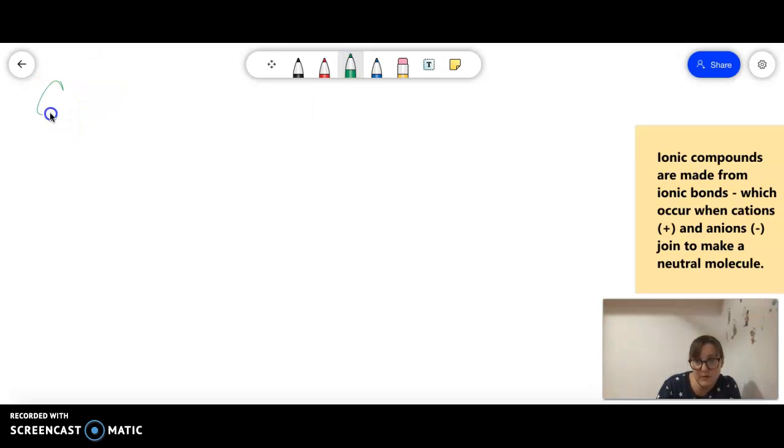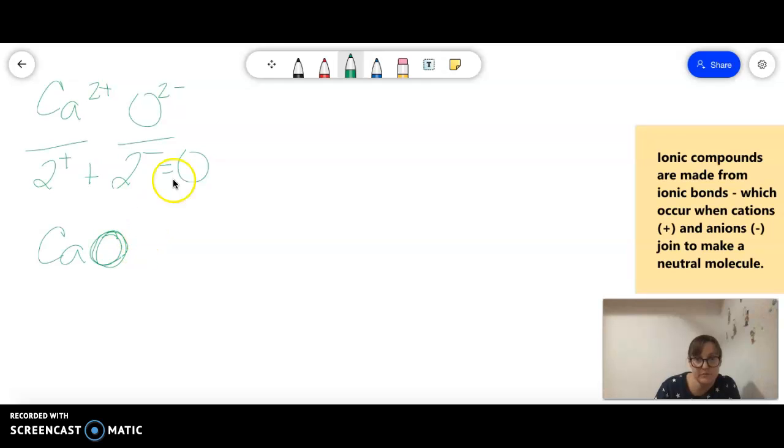So for example, if you had Ca2+ and O2-, you already have the same charge on the positive as you do on the negative. So when you add these together, you already get a neutral compound. That means you only really need one of each. So your total compound would be CaO. It looks terrible. Let me fix my O.